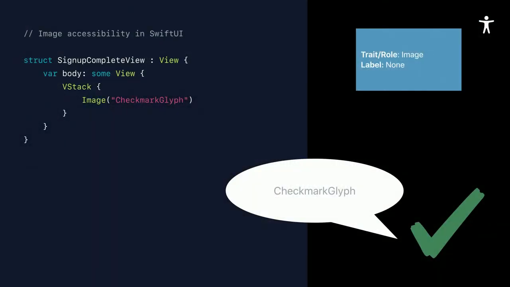The reason for that is that this image is not explicitly labeled. Here's the accessibility element that's created by SwiftUI. As you can see, it's got the right type, but no label. What SwiftUI is going to have to do here is to pull the label from the file name of the image or the name of the asset. That isn't really something we want to rely on, because that name is for you, the developer, not your customers.